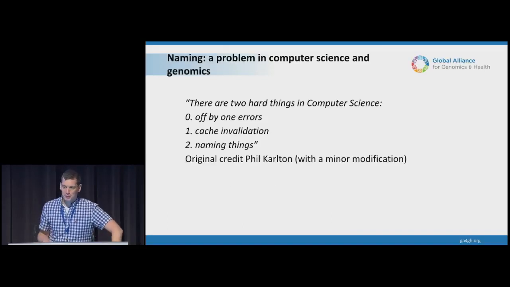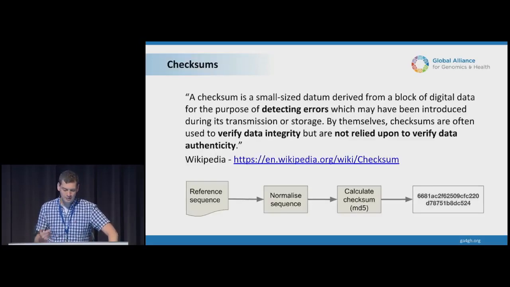Now, of course, there's another problem here, which is naming as well. So there are a few problems in computer science. Originally, this was credited to Phil Karlton, who was a Netscape engineer, slightly modified for bioinformatics. Two problems, off-by-one errors, cache invalidation, and naming things as well. So again, another reason why we should avoid using the names. So what can we use?